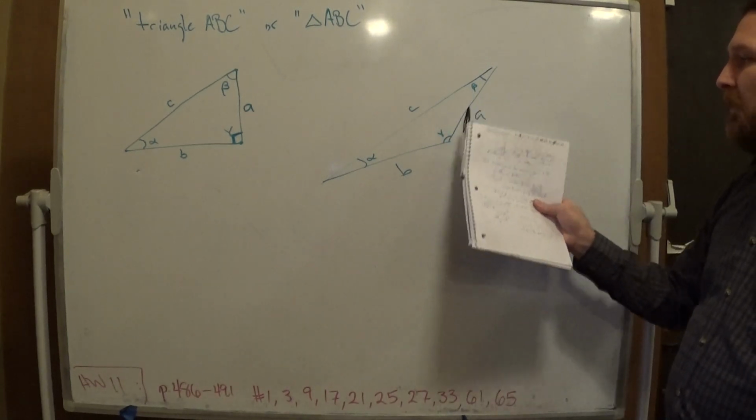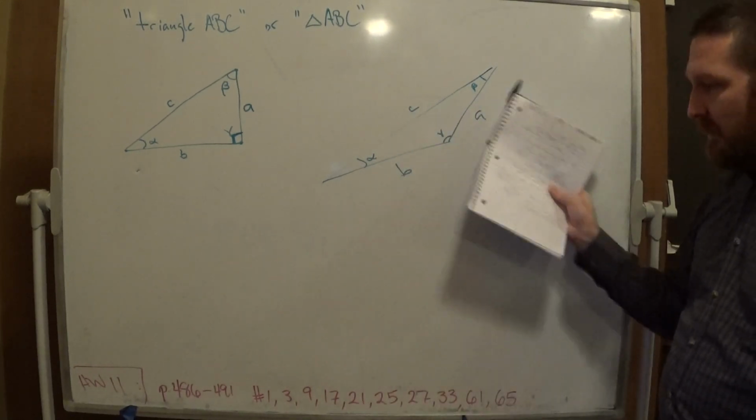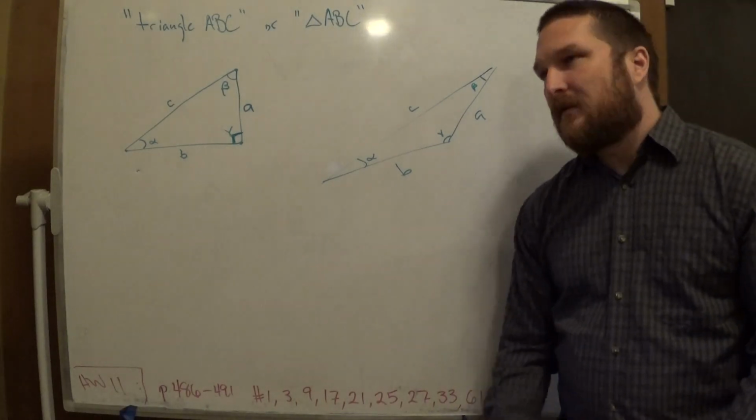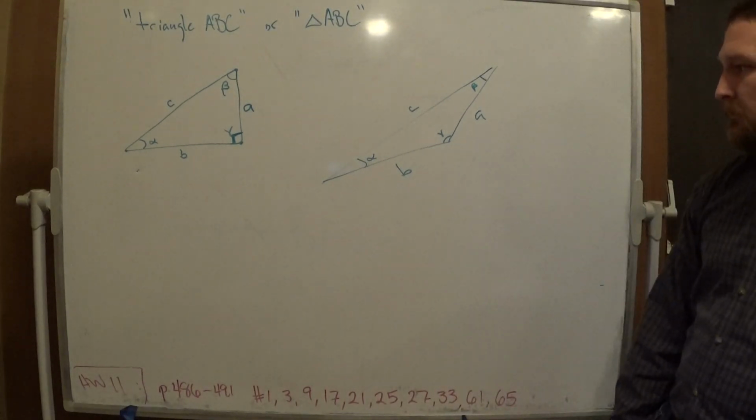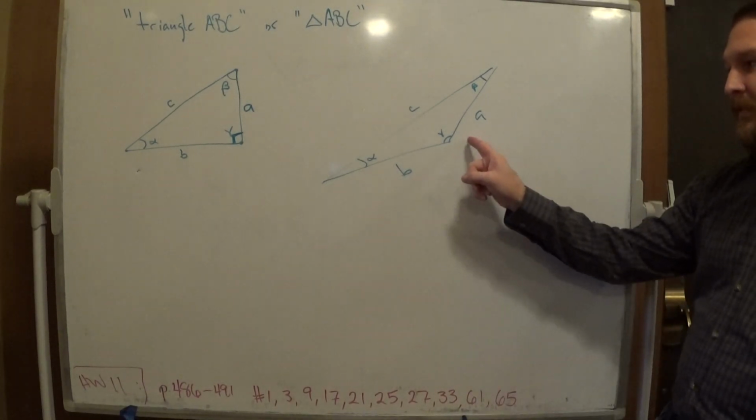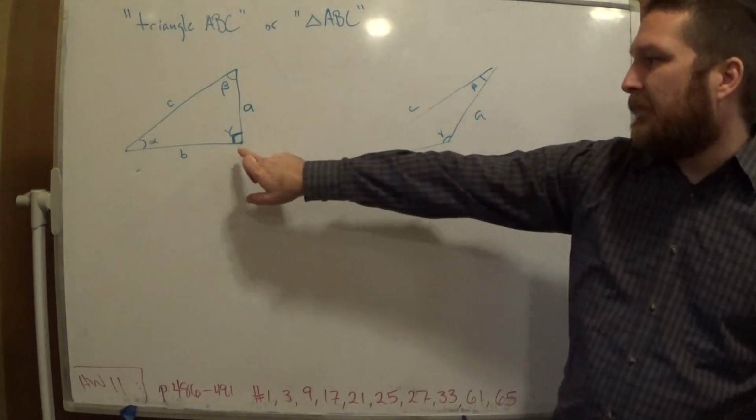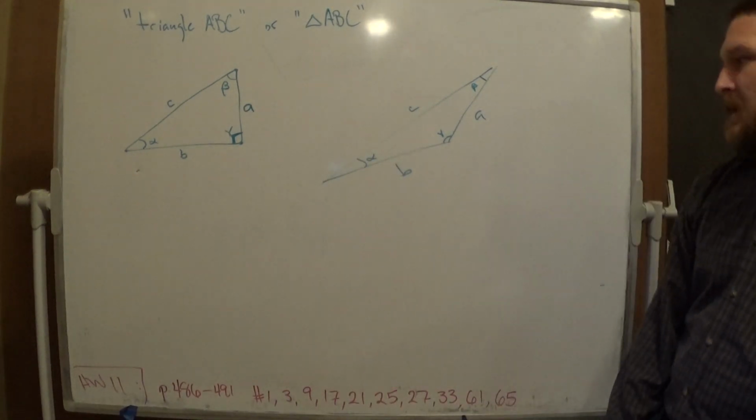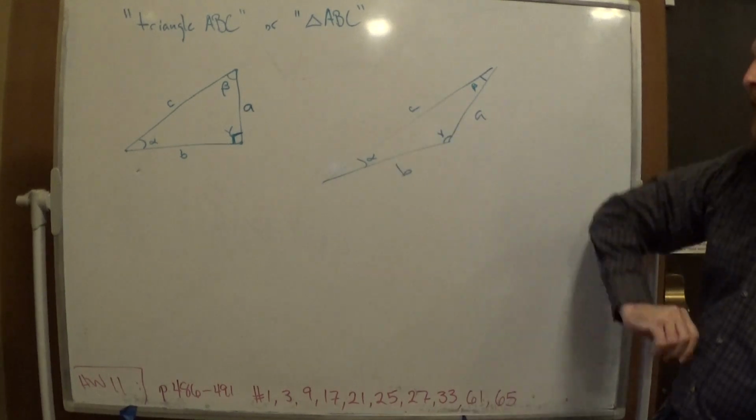Or given an angle and a side, we'll be able to find all the others. That's something we're going to spend a considerable amount of time doing. A squared plus b squared equals c squared doesn't work for this triangle. It works if and only if that angle is a right angle, and so we're going to need new tools for that.